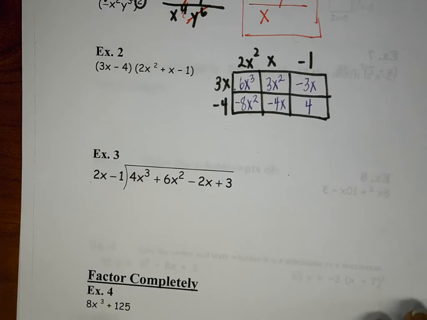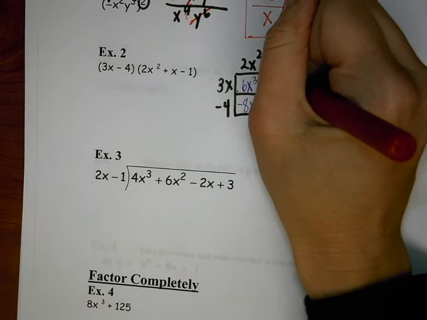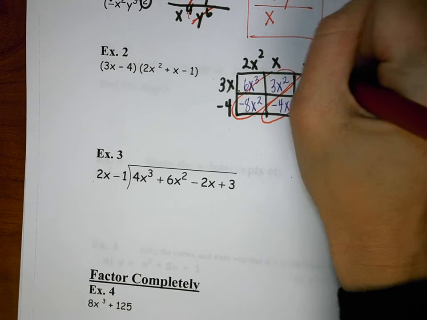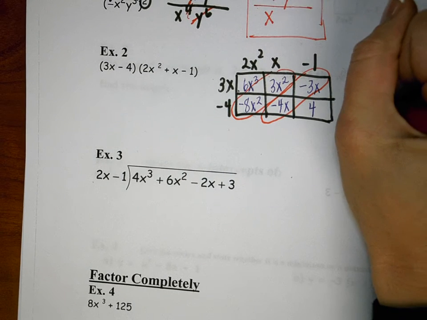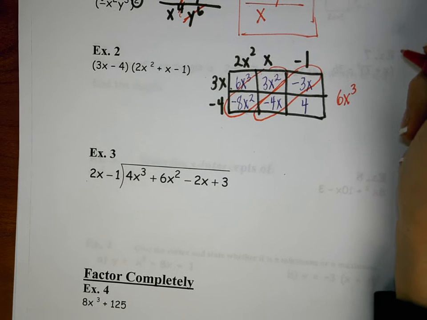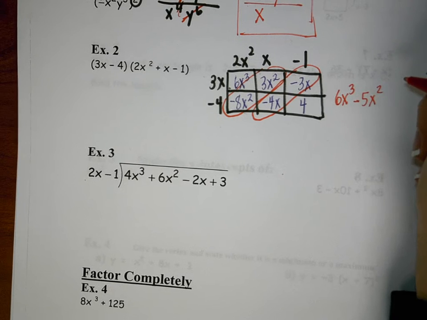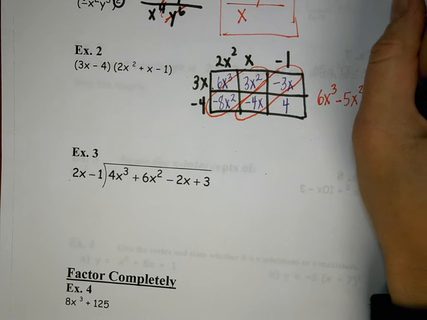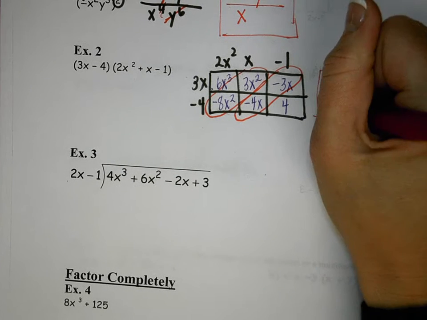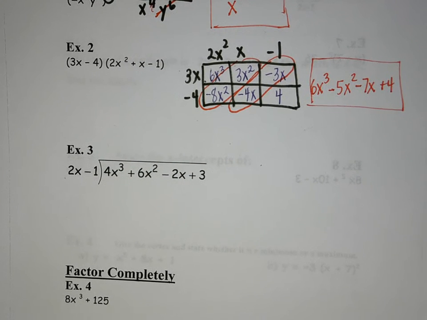Okay? When you do it this way, normally all your like terms line up in your diagonals. Remember that you write it in descending order, so you always start with your highest exponent. So your answer should be written as 6x to the third power. And then negative 8x and a positive 3x make a negative 5x squared. Negative 4x and negative 3x make negative 7x, and then you have plus 4. And that is your answer. Okay. Questions there?